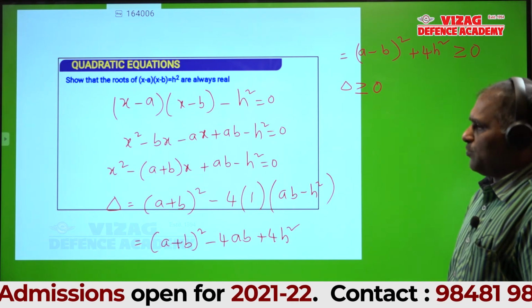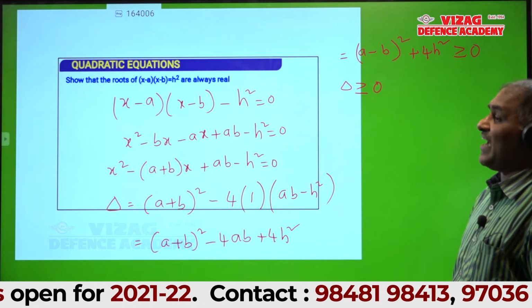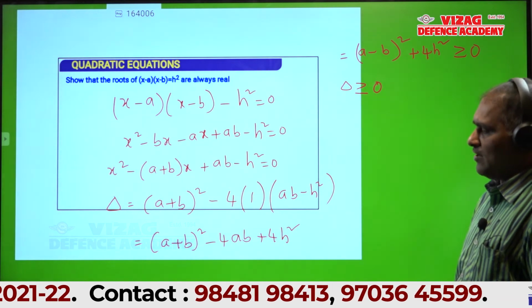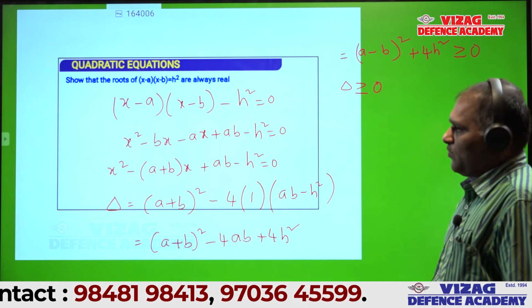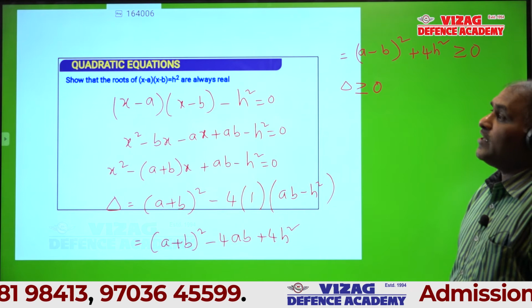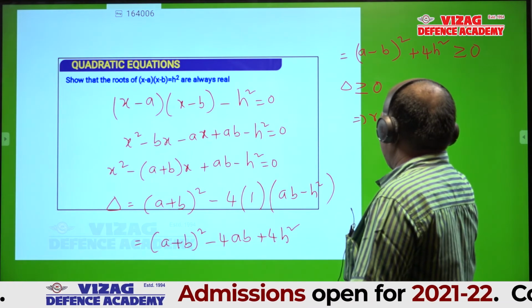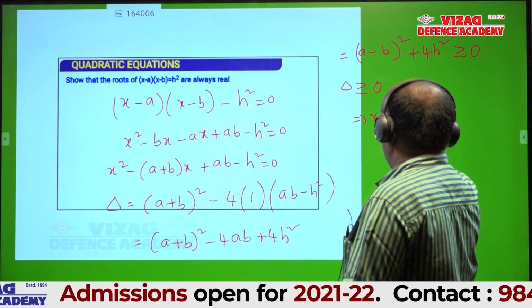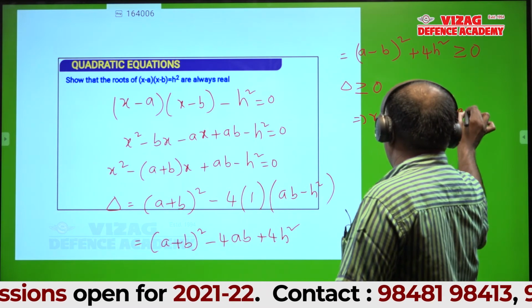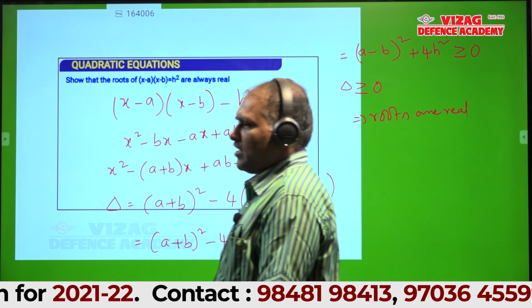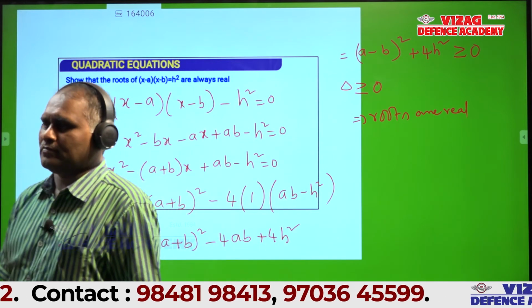Greater than 0 means roots are real and unequal. Equal to 0 means real and equal. That implies here the roots are real. Roots are real.